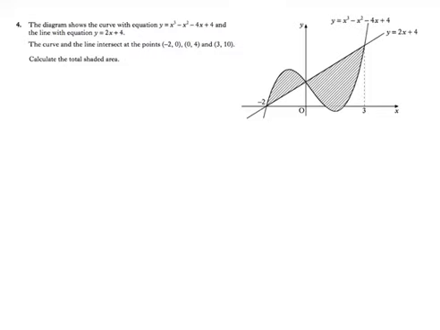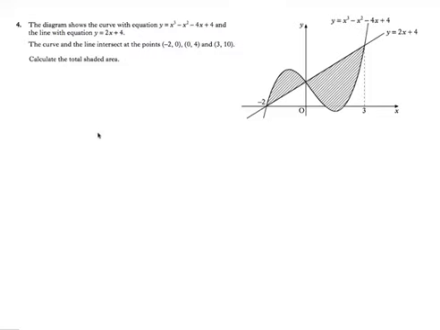So this is question 4, 2011 Higher Paper 2. The question asks us to find the total shaded area, this part plus this part. The diagram gives a curve, a cubic, and a straight line, and their formulas.